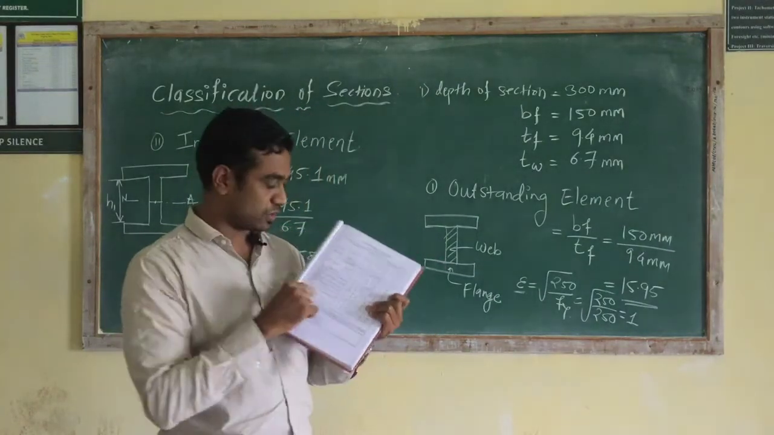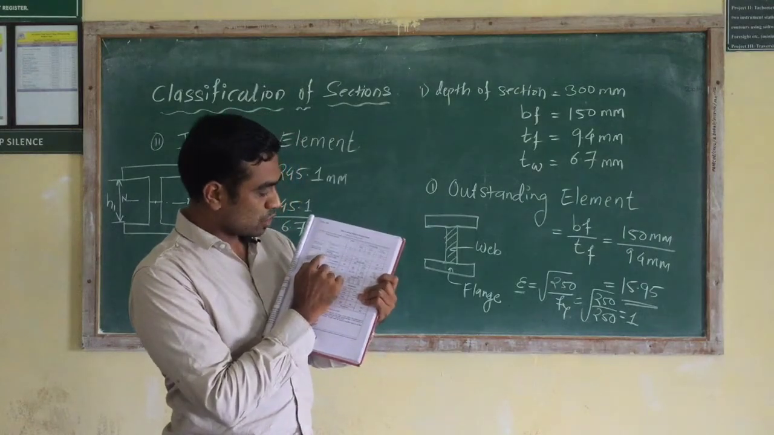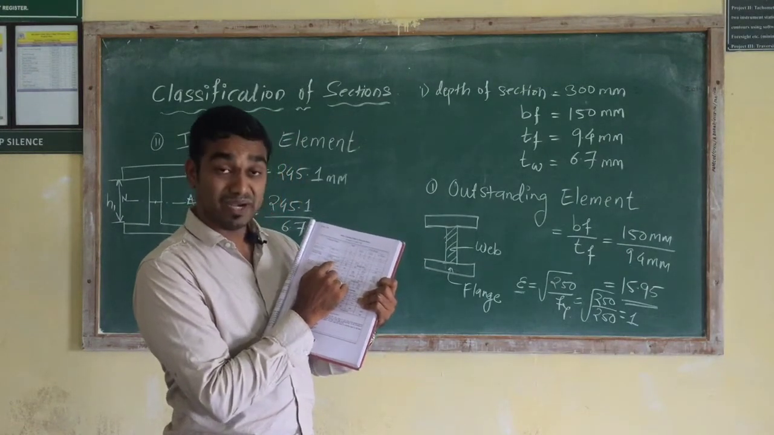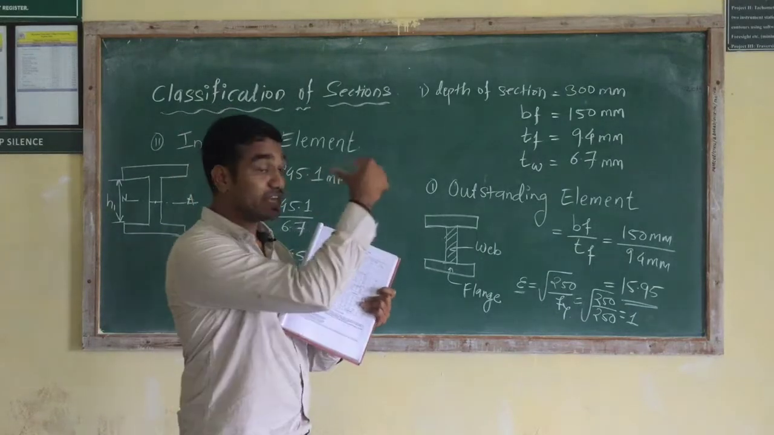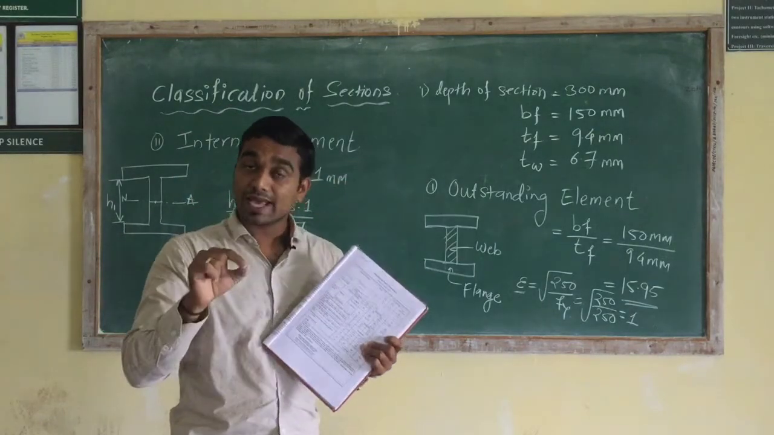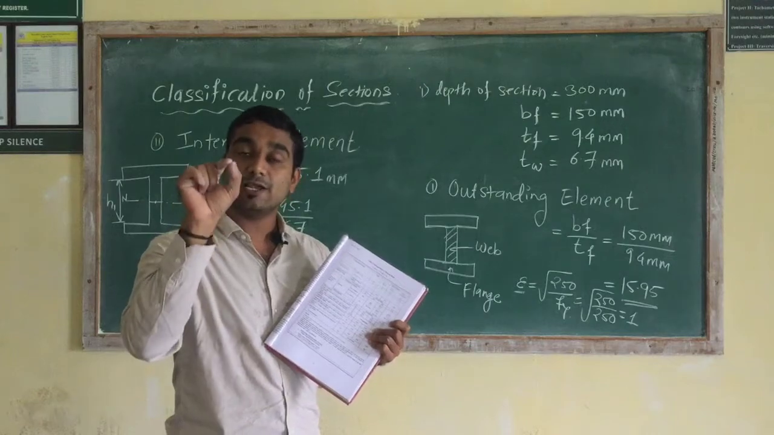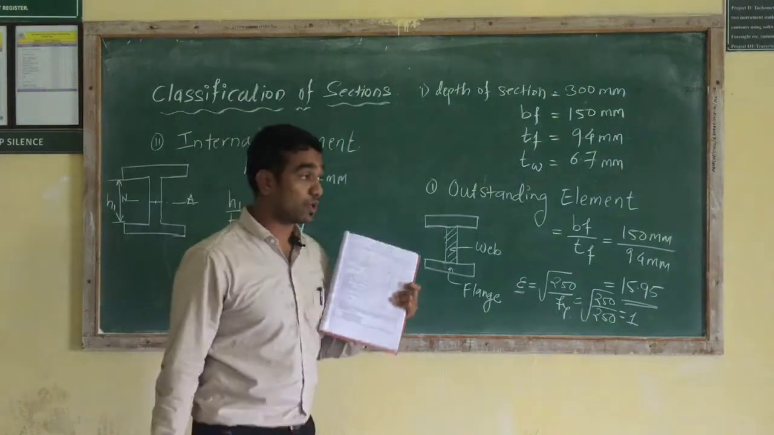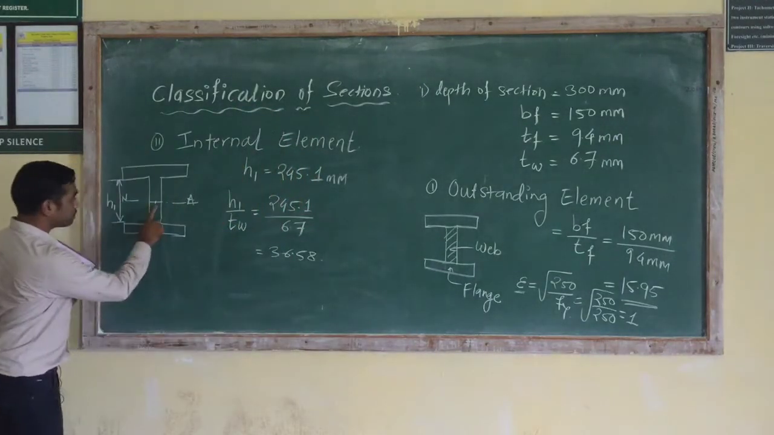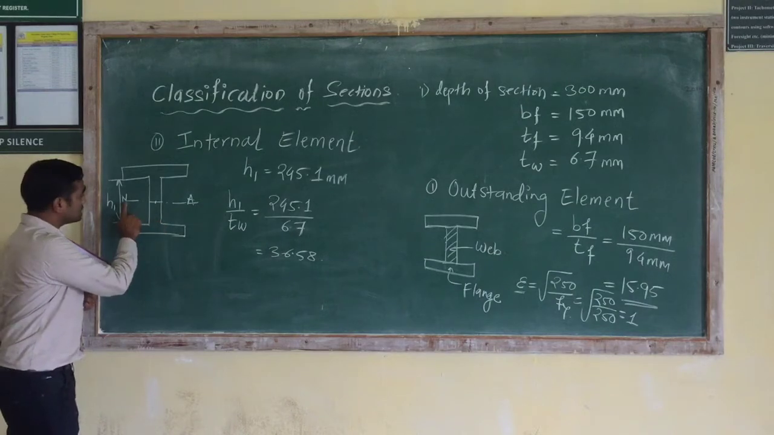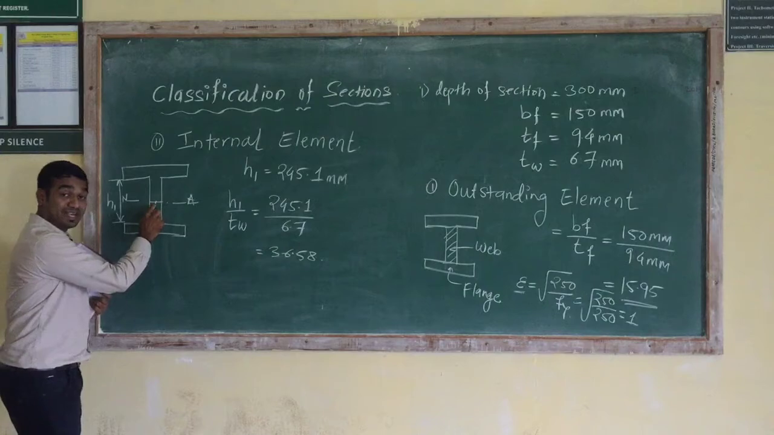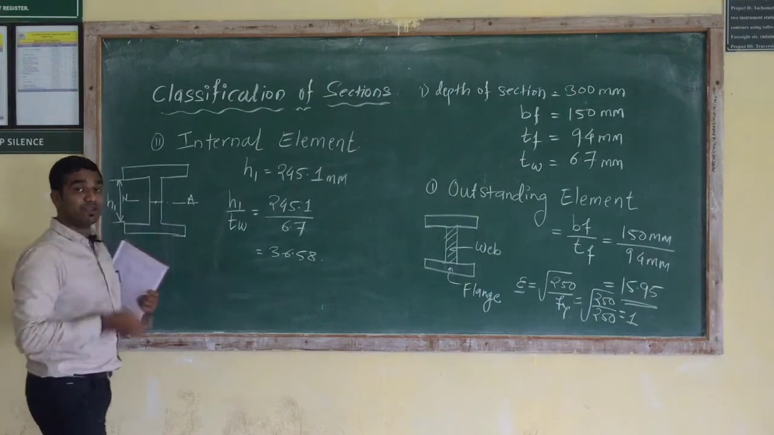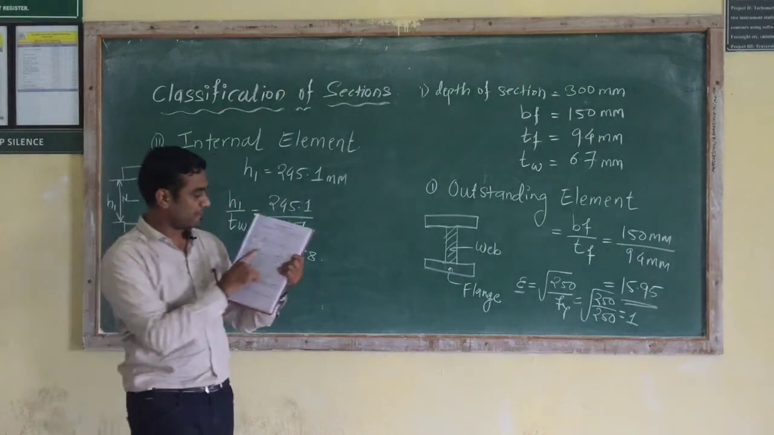That's why we have to go for this. And the second one is neutral axis at mid depth. For the given I section, the neutral axis lies exactly at the mid depth. Here you can see, this is the neutral axis, and this is exactly at the mid depth of the section. That's why we have to go for these values.